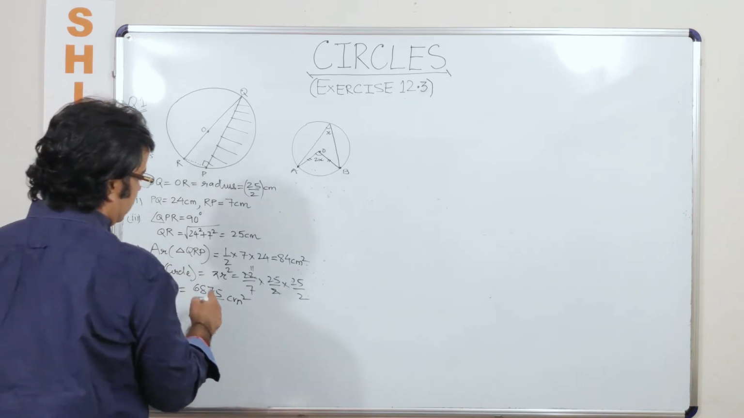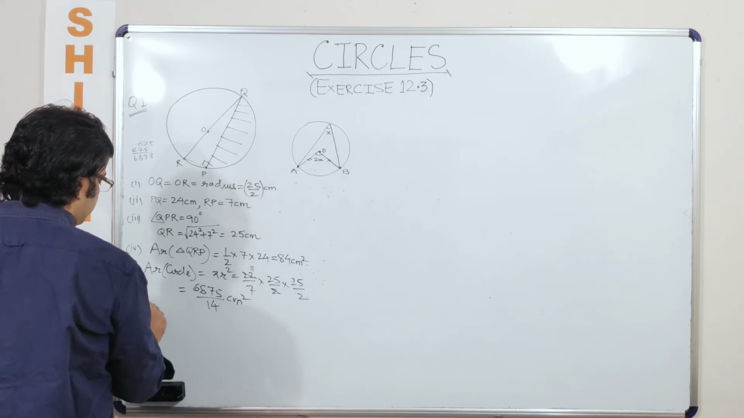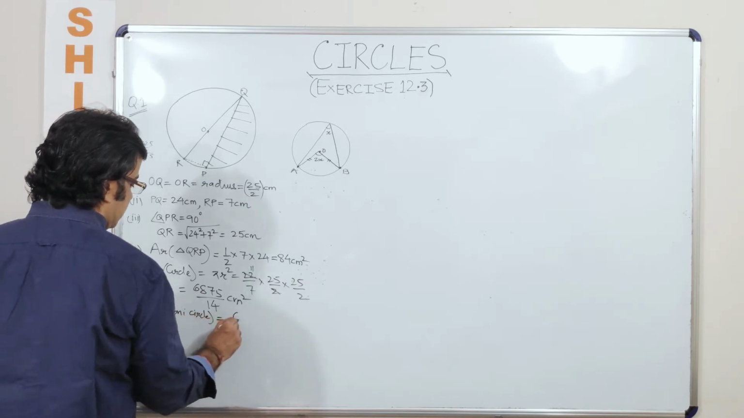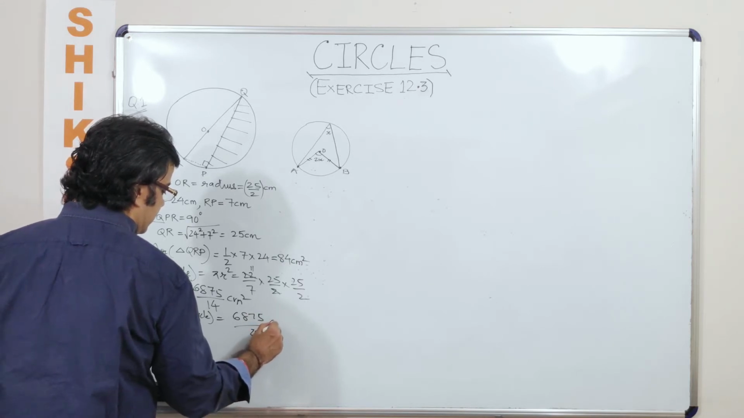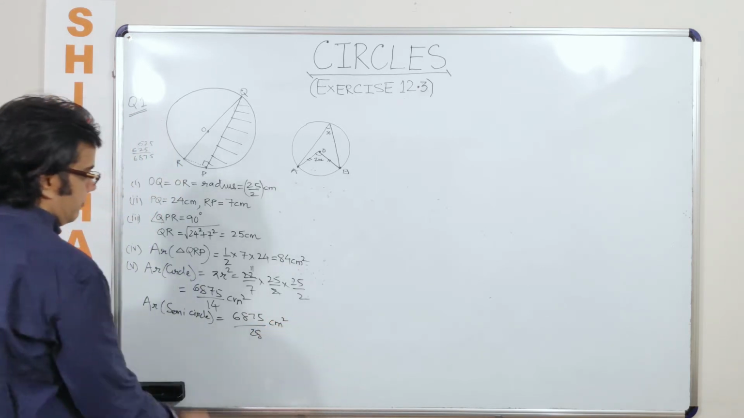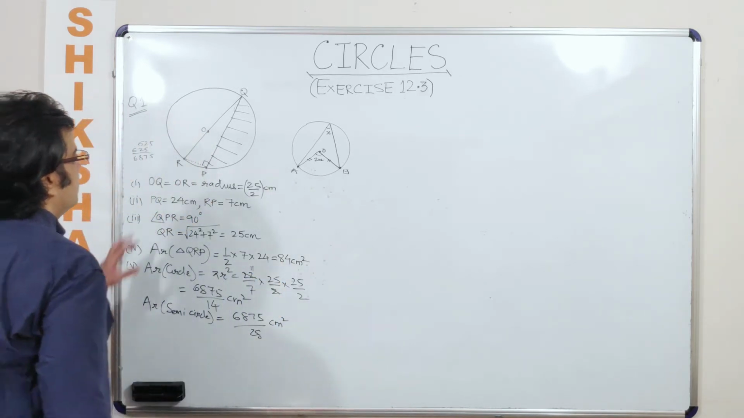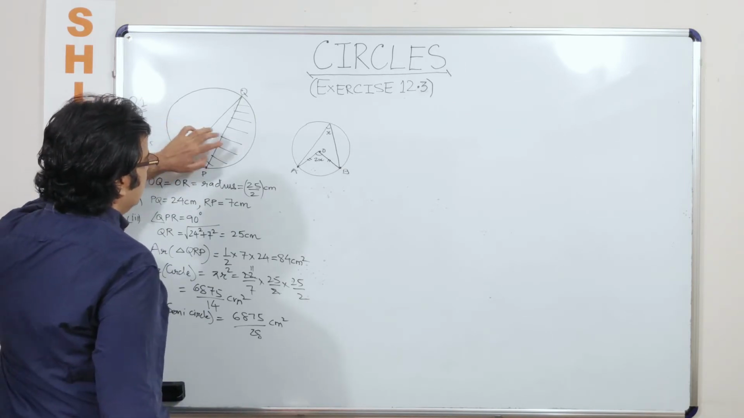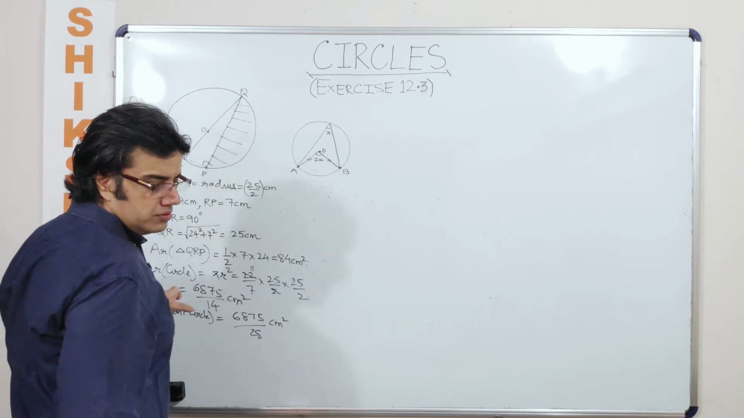We were supposed to calculate the area of the semicircle. So area of the semicircle will be nothing but 6875 divided by 28, which is half of the area of the circle. And from here you will subtract this area. But when you're doing this, you will see that from the area of the semicircle, if I subtract the area of the triangle, I'll get the segment area, no doubt, but I'll get this additional segment area also.